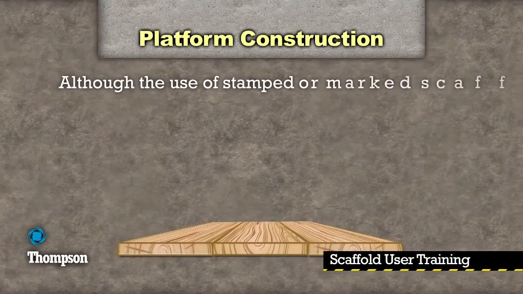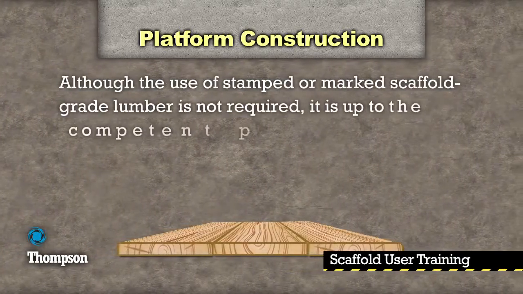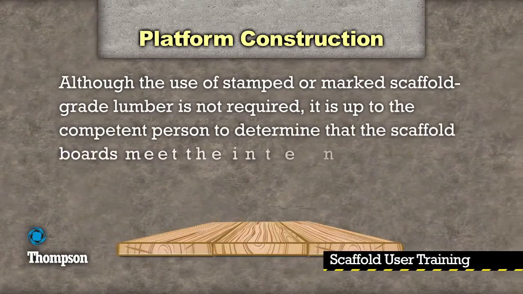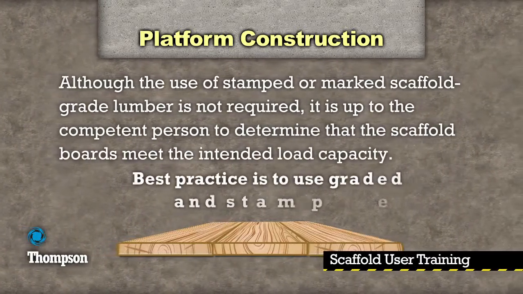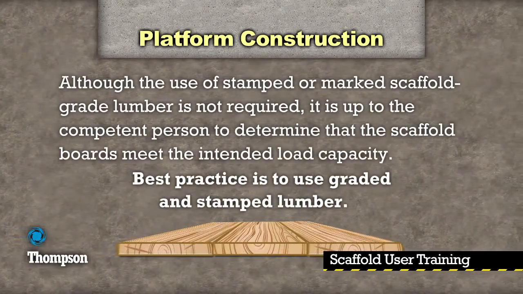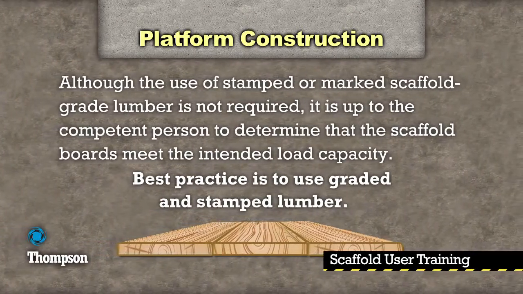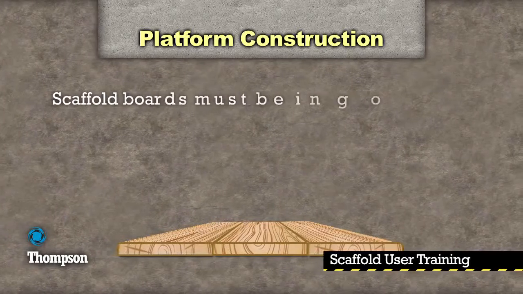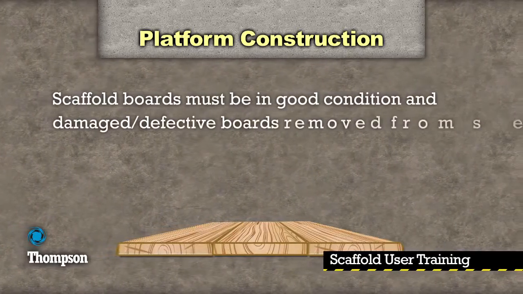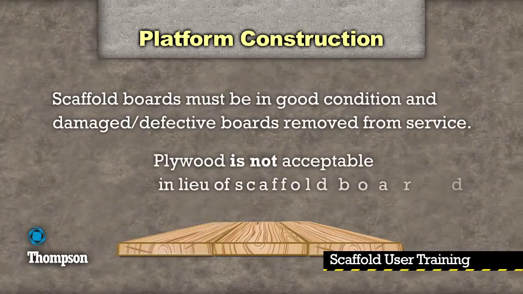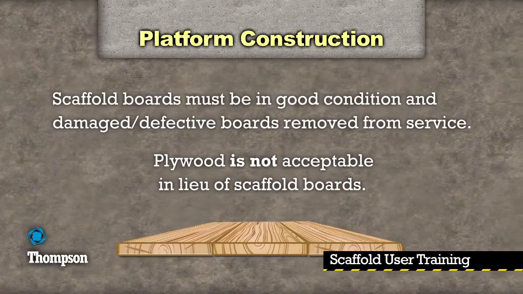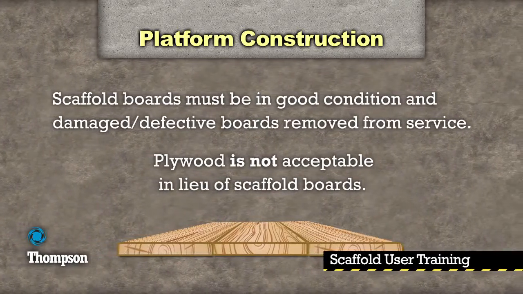Although the use of stamped or marked scaffold-grade lumber is not required, it is up to the competent person to determine that the scaffold boards meet the intended load capacity. The best practice is to use the graded and stamped lumber. Scaffold boards must be in good condition, and damaged and defective boards must be removed from service. Plywood is not acceptable in lieu of scaffold boards.